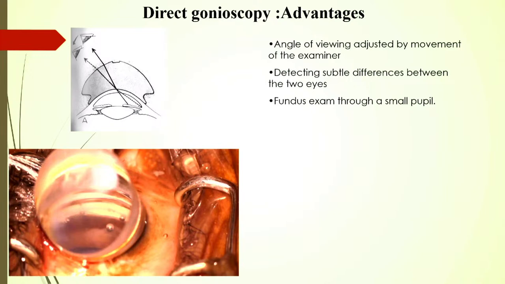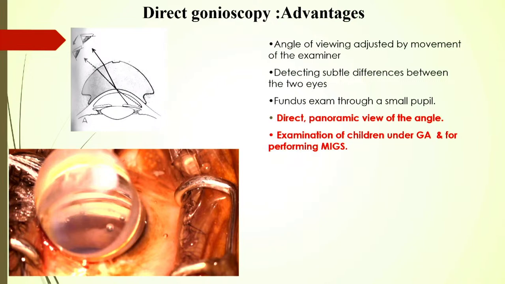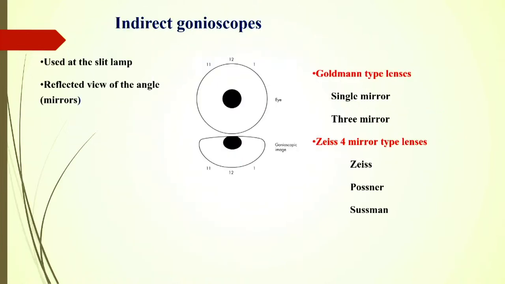So these are the angle structures. This is the Swan-Jacob gonioscope, and the basic advantage of this is that it gives you a direct panoramic view of the angle, and children can also be examined. Also, you can start your MIGS with the GSL. That's my take for all of you who are interested in intraoperative gonioscopy: first master the technique and start with the GSLs.